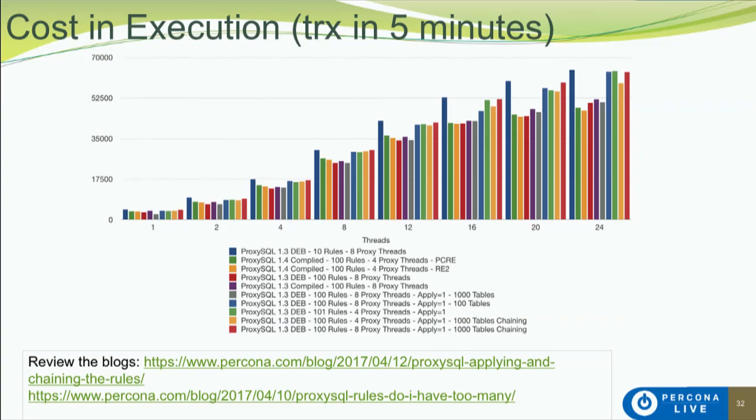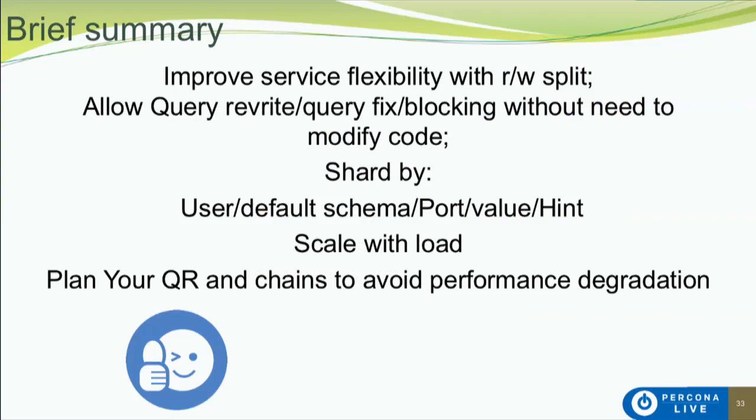So what we get at the end is that ProxySQL 1.4 compiled and 100 query rules with PCRE is the one giving us the best performance. And again, in this case it was 100 query rules concatenated, one after the other. So it's not just the full set. We were going through 100 query rules.